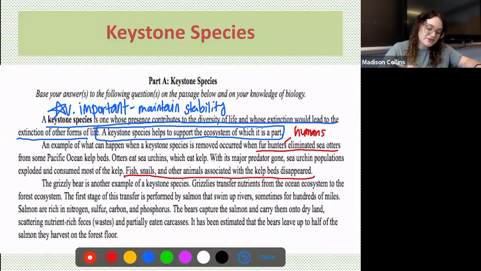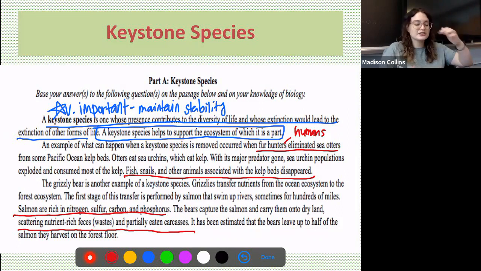The grizzly bear is another example of a keystone species. Grizzlies transfer nutrients from the ocean ecosystem to the forest ecosystem. The first stage of this transfer is performed by salmon that swim up rivers, sometimes for hundreds of miles. Salmon are rich in nitrogen, sulfur, carbon, and phosphorus. The bears capture the salmon and carry them onto dry land, scattering nutrient-rich feces, wastes, and partially eaten carcasses. It has been estimated that the bears leave up to half of the salmon they harvest on the forest floor.